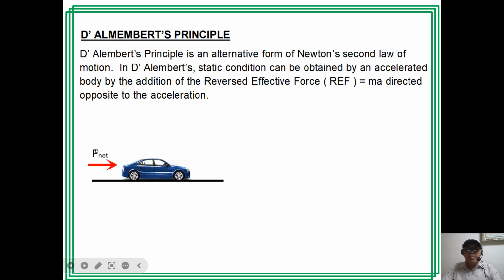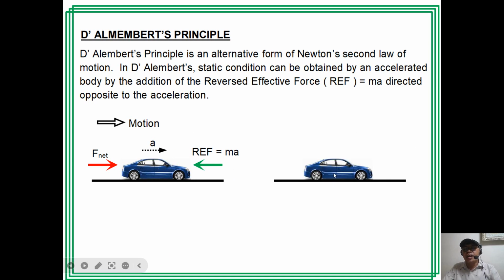So let us say we have here a car, and then we have the net force, the resultant force acting. So this will move with an acceleration. Okay. So if this moves with an acceleration, of course, we cannot apply our static equation for the body. So we need to make this in equilibrium. So this will be in equilibrium by the addition of the reverse effective force. And the reverse effective force is equal to the mass of the body times the acceleration and directed opposite to the acceleration.